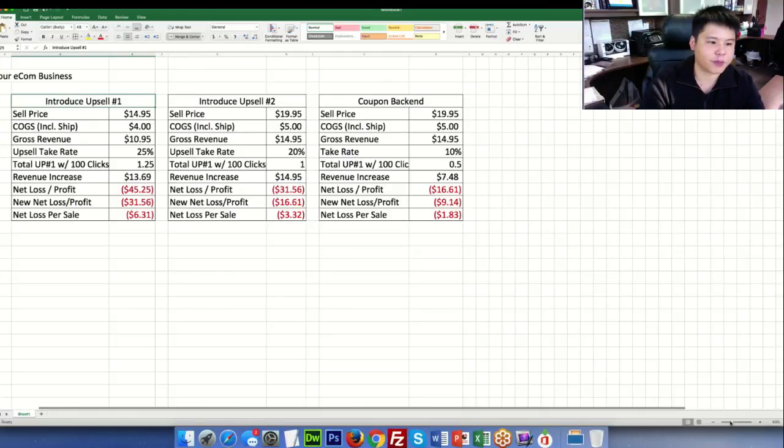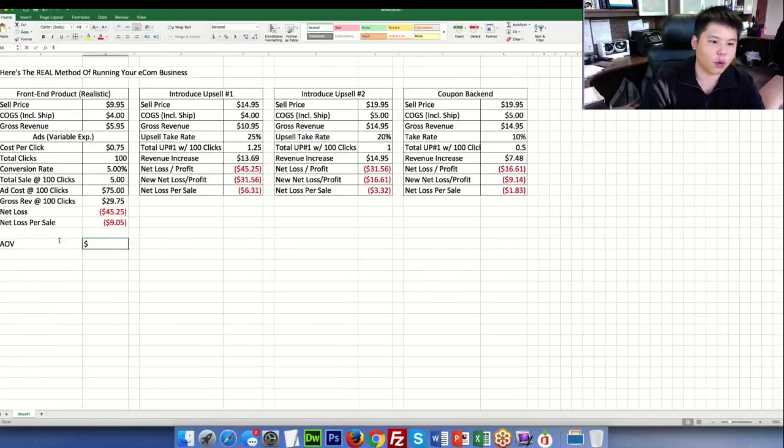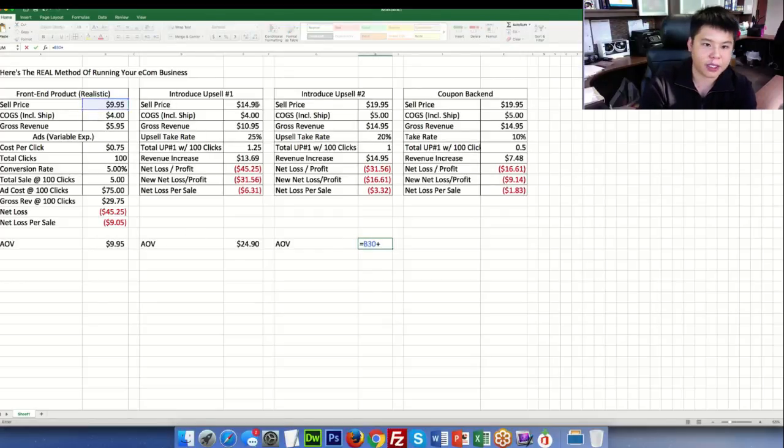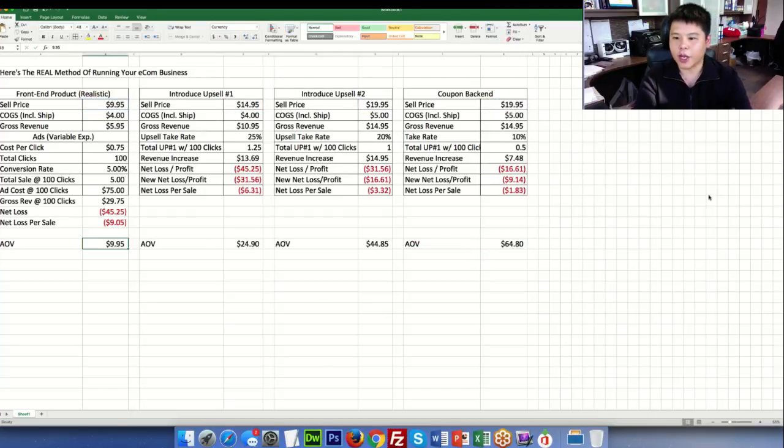If we look at this perspective, the AOV for this order is only $9.95, but the AOV right here, once they actually buy the upsell, is going to be $9.95 plus $14.95. And the AOV over here is now going to be $9.95 plus $14.95 plus $19.95. And then your AOV for here is going to be this plus this plus this plus this. So you can see that originally, when customers go to the store, they're just basically paying you $9.95.